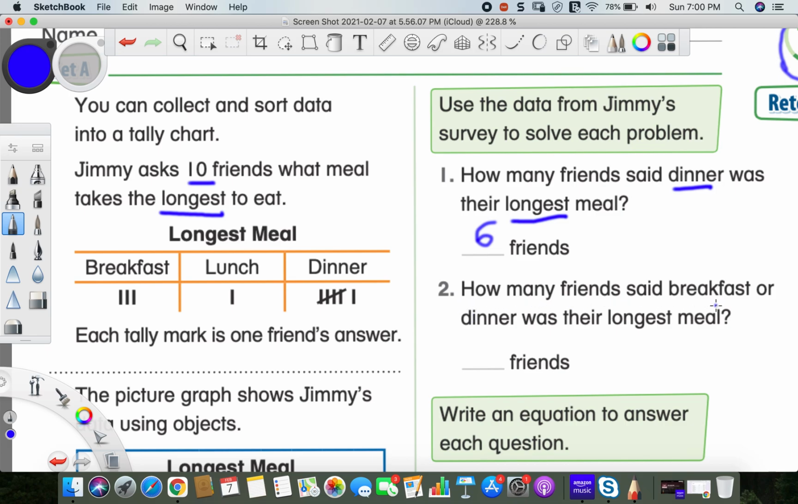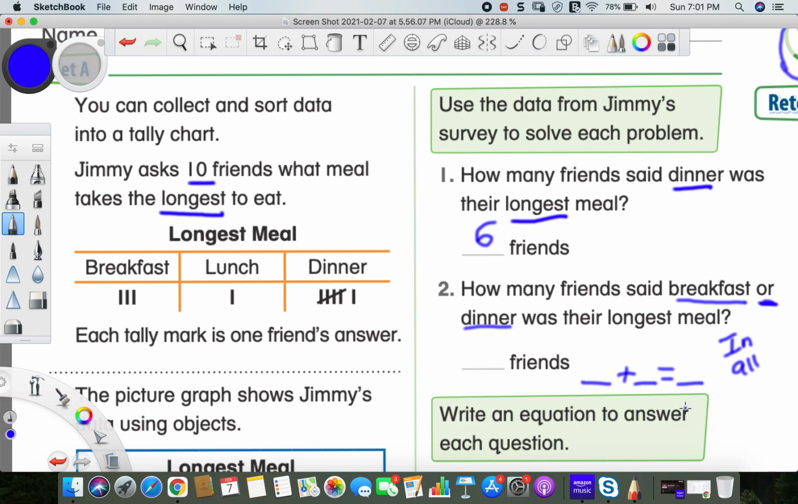How many friends said breakfast or dinner was their longest meal? That's a big deal having the word or. So, when they actually say it like this in a sentence, breakfast or dinner, they want you to add both of them together. It's kind of like saying in all. So, when we're using a chart and they ask how many friends said breakfast or dinner, they want you to combine those two. And you can actually make a little addition sentence to help you out.